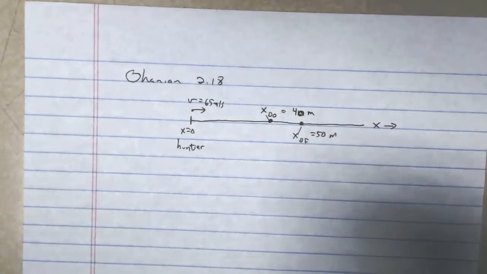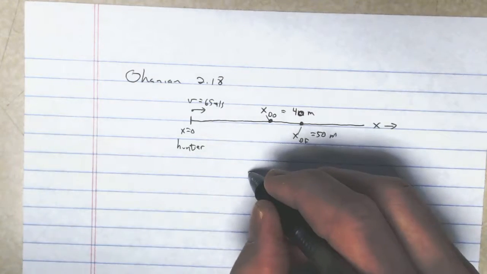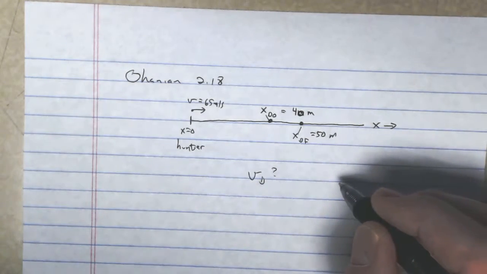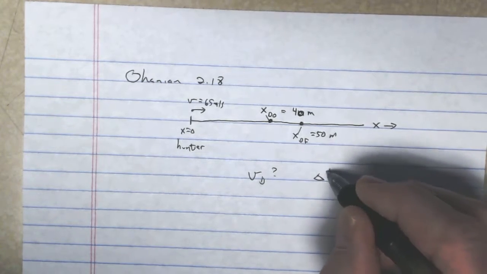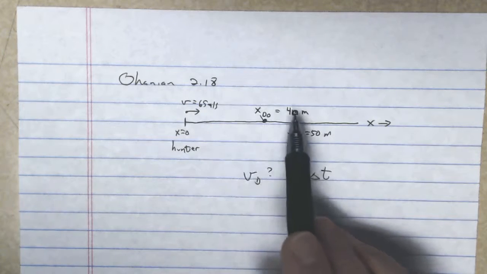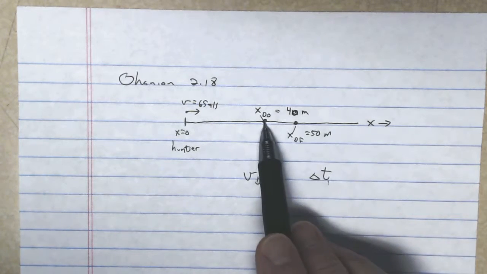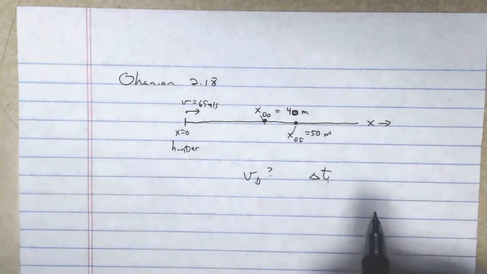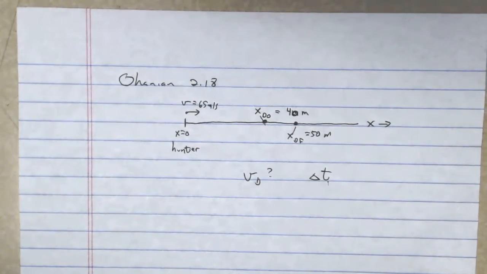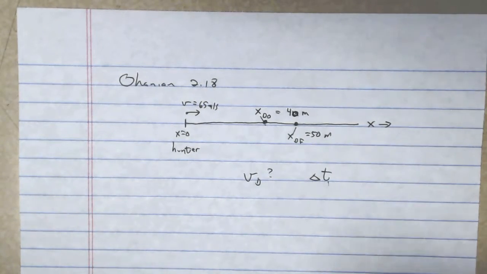The problem asks what must have been the speed of the deer, v deer, and how long did the arrow take to travel to the deer. I'll call that delta t, and note the delta t for the arrow to be in the air is the same delta t as for the deer to travel from 40 to 50 meters, so I don't need a subscript for delta t. So how do I get started?